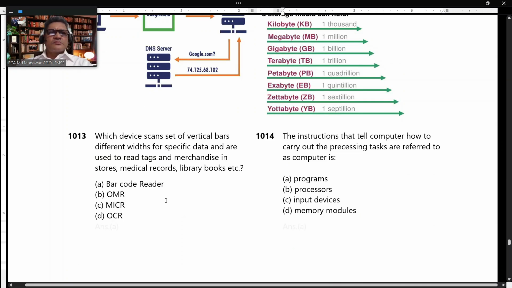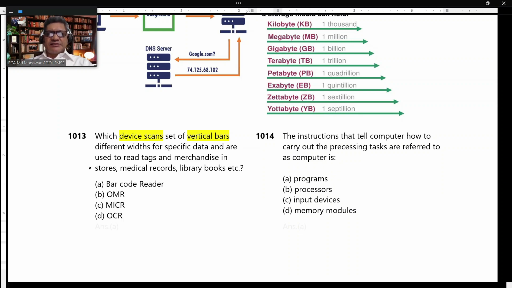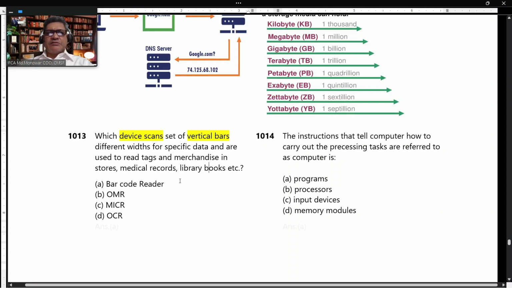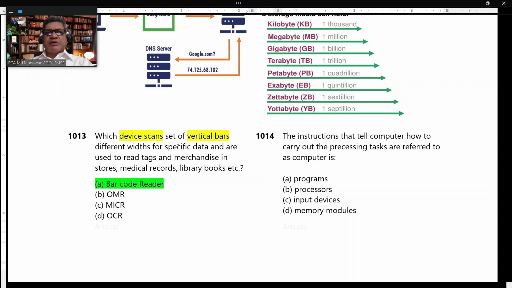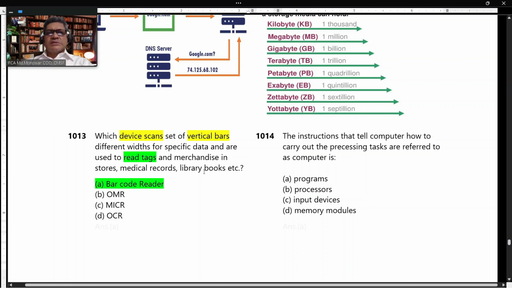Answer C. Which device scans a set of vertical bars, different widths for specific data, and is used to read tags on merchandise in stores, medical records, library books, etc.? It must be a barcode reader. A barcode reader device scans a set of vertical bars of different widths for specific data, and is used to read tags on merchandise in stores, medical records, library books, etc. Here the answer is A. Barcode reader.